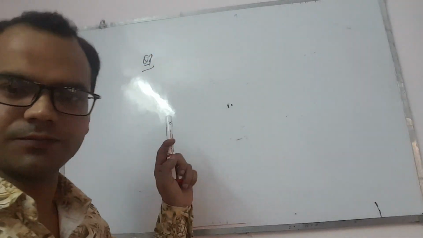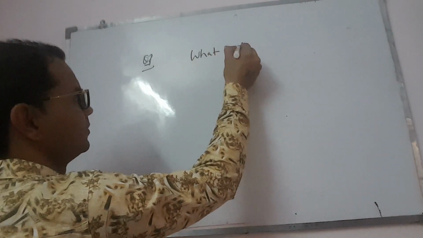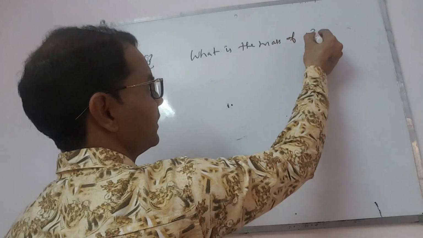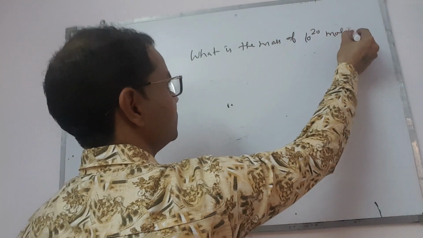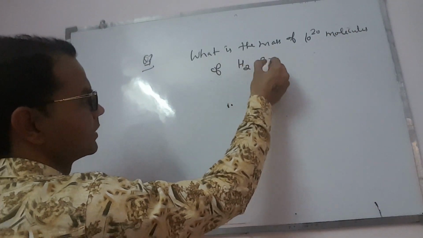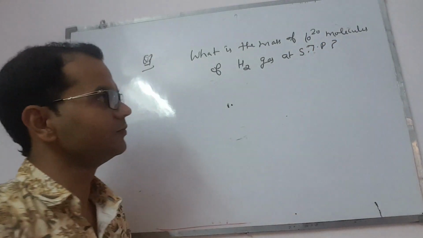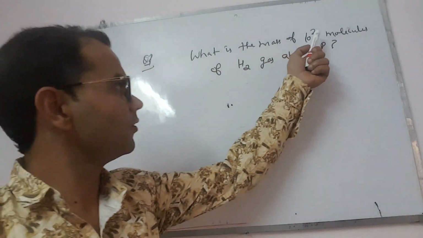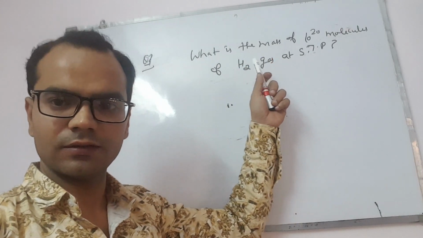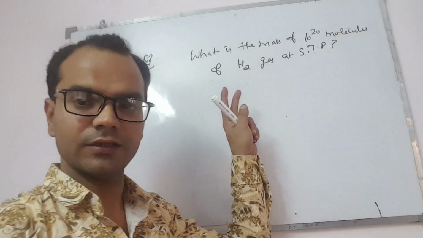Numerical number three is: what is the mass of 10 raised to power 20 molecules of hydrogen gas at STP? Again, one piece of information is given and we have to find the mass. Clear? Now I am trying to develop a trick here. Understand it with me.